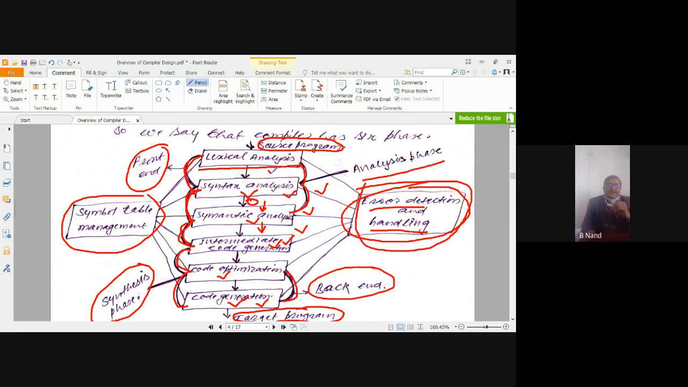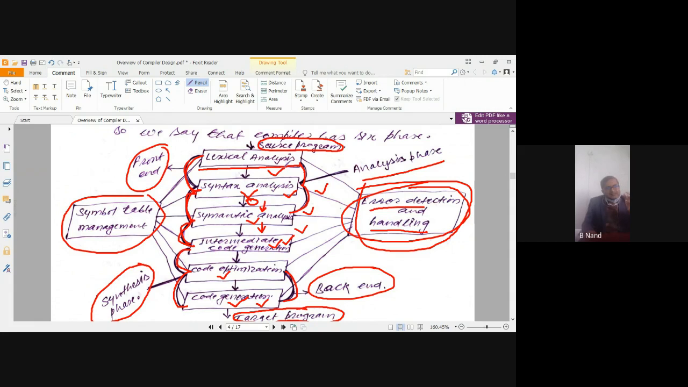These phases are lexical analysis, syntax analysis, semantic analysis, intermediate code generation, code optimization, and code generation. The first three are known as the analysis phase. The last three are known as the synthesis phase. Similarly, the first four, from lexical analysis to intermediate code generation, are known as front end, and the last two, code optimization and code generation, are known as back end. So this is all about the phases of compiler.